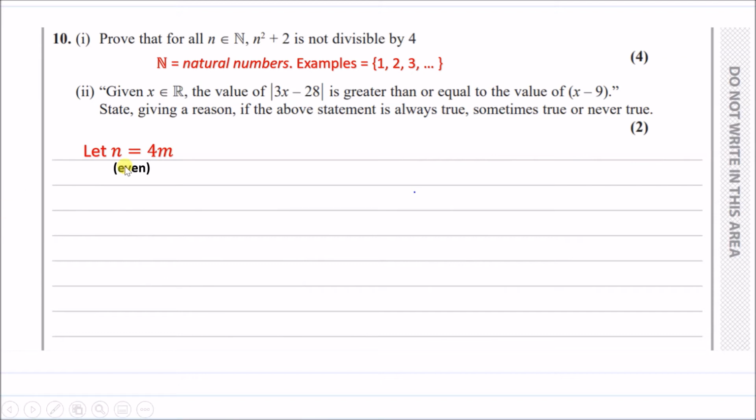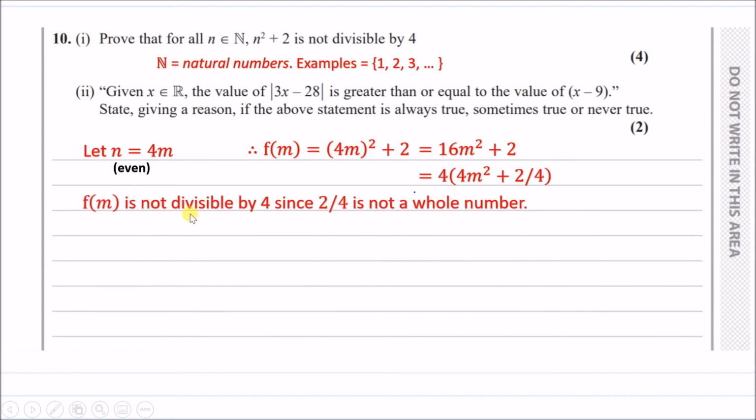Now, because we let n equals 4m, let's substitute this into the equation, yeah? So I'm going to call it a function f(m), replacing n with 4m, so (4m) squared plus 2. If we expand the bracket, guys, we're going to get 16m squared plus 2. Now, let's just factorize 4 out and see what happens. You can factorize the first term, but obviously you can't factorize the second because dividing by 4, you get 2 quarters or a half. And you can see that alone is not a whole number. So our conclusion for the first statement for even numbers is that this function is not divisible by 4 since 2 quarters is not a whole number.